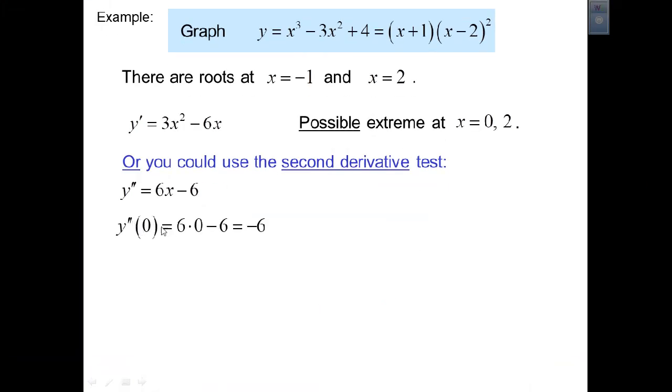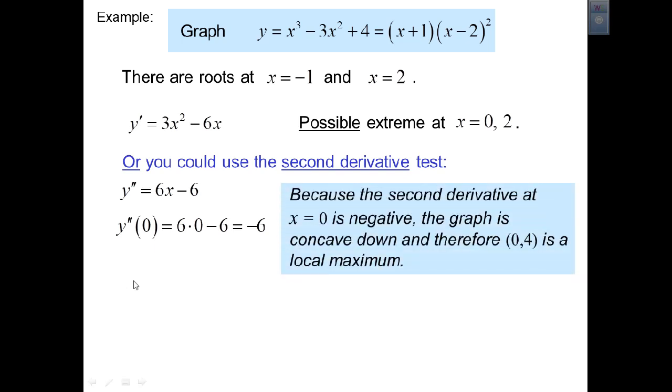So y double prime of 0 gives me 6 times 0 minus 6, which gives me a negative. That means it's concave down at 0, and therefore we would have that first case that I showed you, or the second case, it would be a local maximum. And there will be the justification there if you use the second derivative test to prove a local maximum.